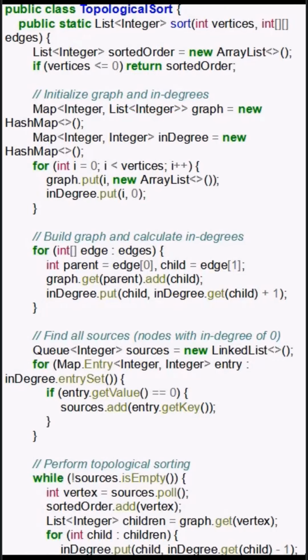So in this Java code, we use the topological sort algorithm to order the vertices in a DAG. We initialize the graph and calculate the in-degrees of each vertex. Then we find all sources with an in-degree of 0 and add them into a queue. Then we perform topological sorting by repeatedly removing sources from the queue, updating their in-degrees, and adding new sources. We check for cycles by comparing the number of sorted vertices with the total number of vertices.